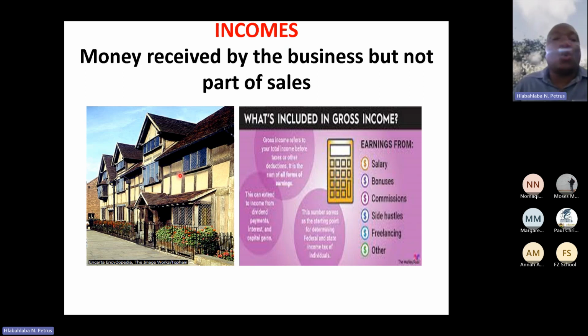We never sold something to them, but we are renting them. They're part of the building. So we are expecting to receive an income in the form of rent income.